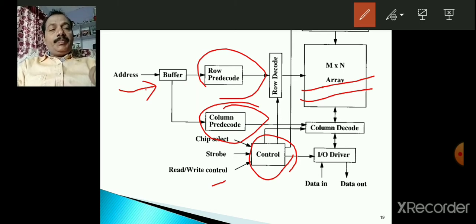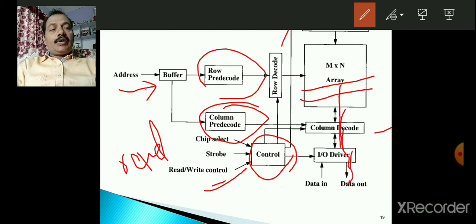For example, CPU wants to read the data. That means the CPU takes the data from the memory. At this situation, read write control signal is activated. So the control circuitry will activate the row decode and column decode by appropriately selecting one of the memory location. After that, out of the selected memory location, the data is placed on the data bus. IO driver will drive the data to the data bus out. So through this data bus, the CPU will take the data from the memory.